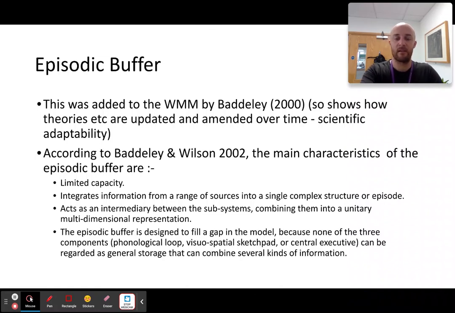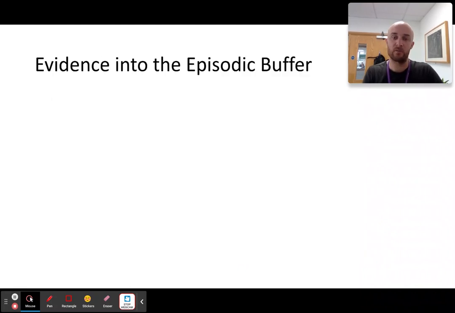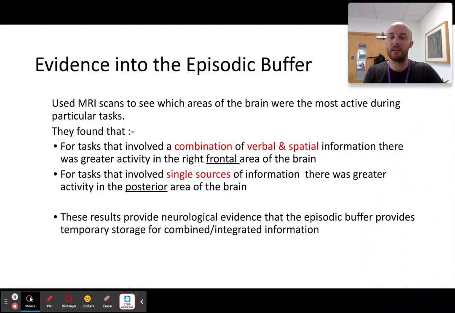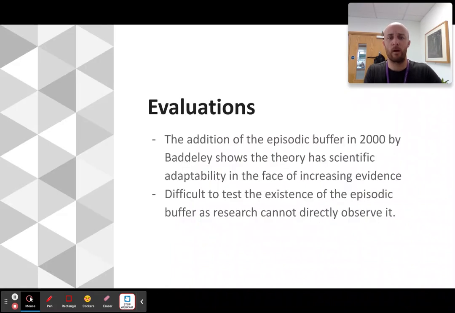And it says down here, the episodic buffer is designed to fill a gap in the model because none of the 3 components we looked at so far can be regarded as general storage, which is pretty much what we know as short-term memory. There is evidence here. I'm not going to go through that. You can pause the video and read it yourself, but I would definitely recommend doing that. And that's also quite biological evidence as well.